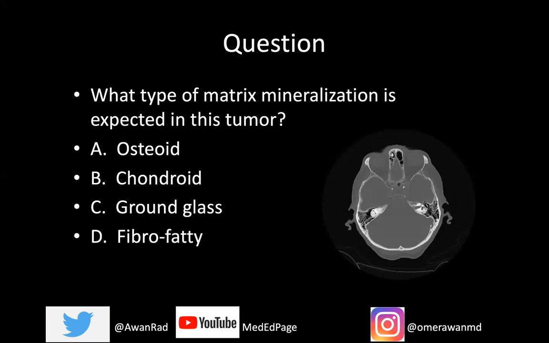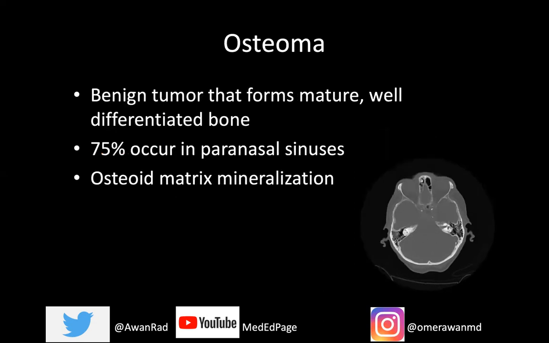Well, it's a bone-forming tumor, so it's going to have osteoid matrix mineralization. Remember, matrix is the substance that the tumor is producing, in this case, bone. Mineralization is the calcification associated with that matrix. This is osteoid matrix mineralization, right? That's what an osteoma is. Again, 75 to 90% occur in the paranasal sinuses.